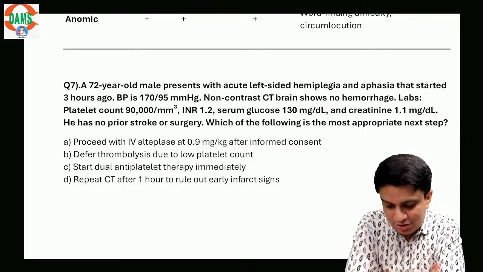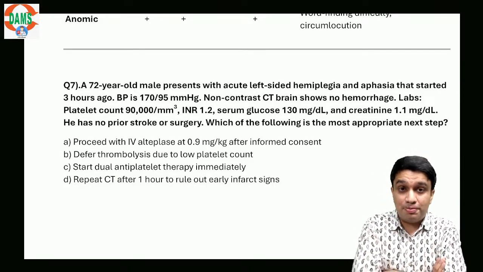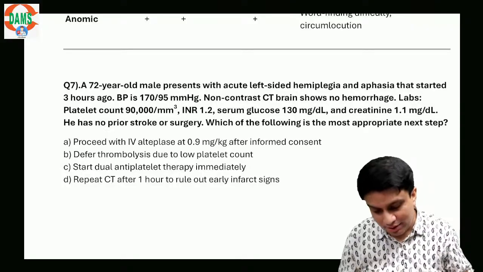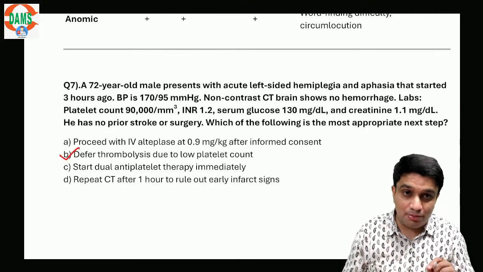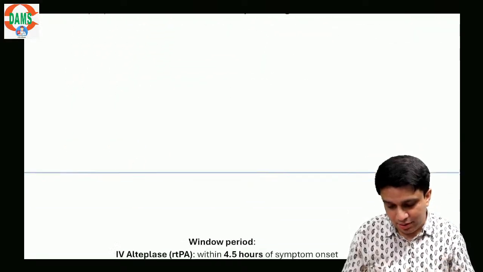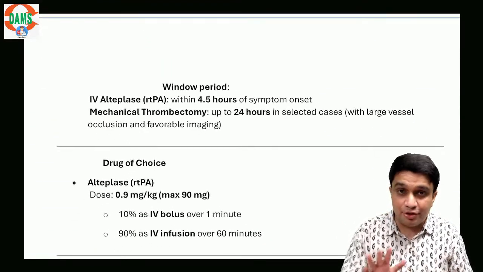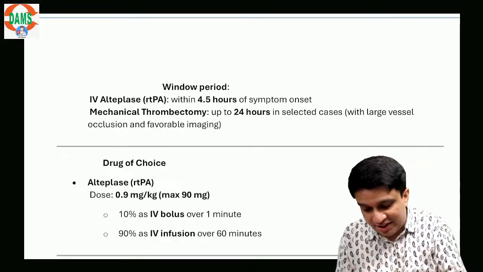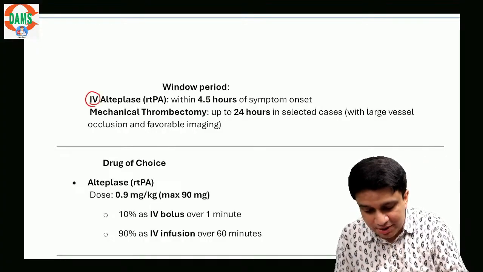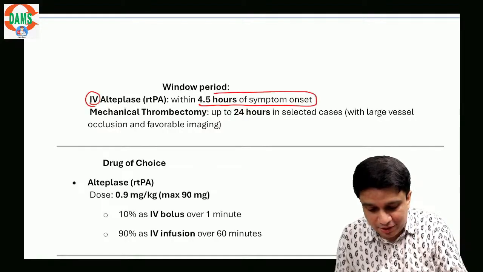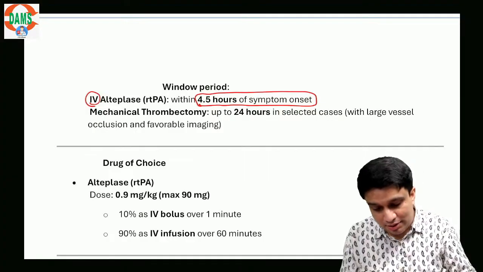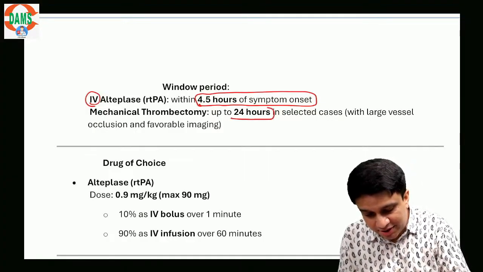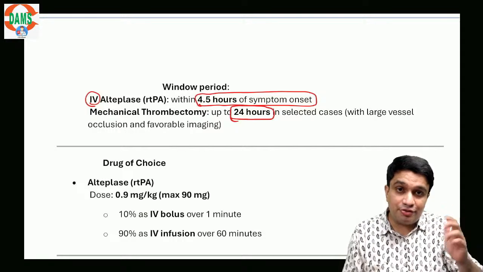Look at the catch in the question. Defer thrombolysis due to low platelet count. Okay. So low platelet count is a contraindication to do what? Thrombolysis. So what is the concept of window period? I hope you know. For IV alteplase, that is recombinant TPA, you can give it within 4.5 hours of onset. Got it? But for mechanical thrombectomy, conditions apply. You can take it up till 24 hours.